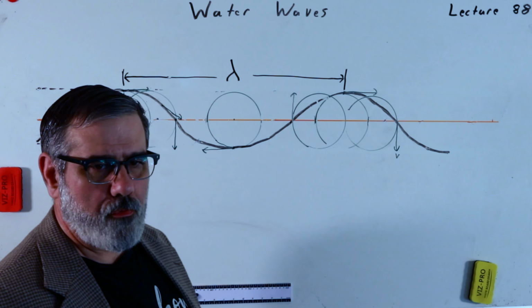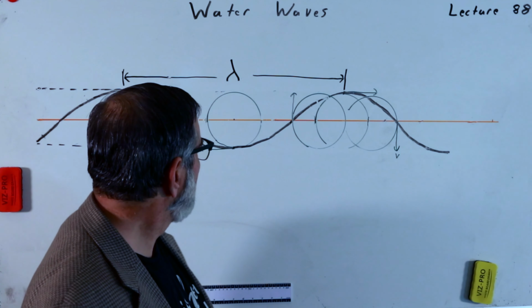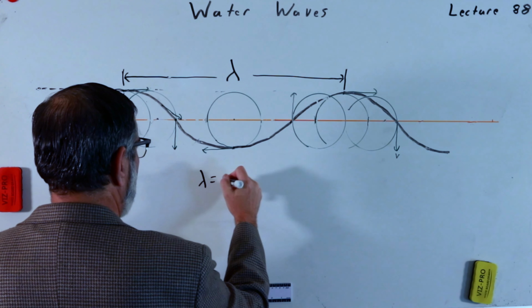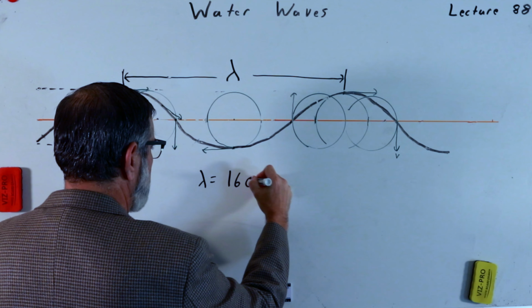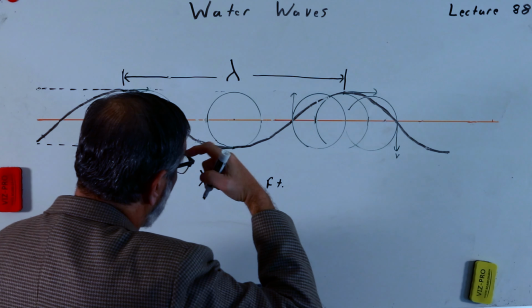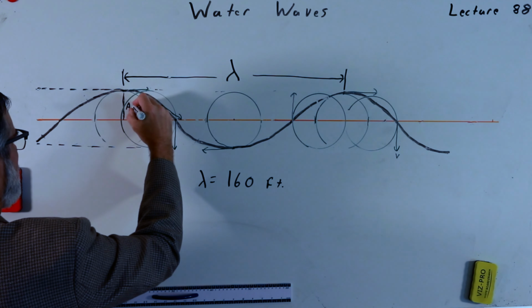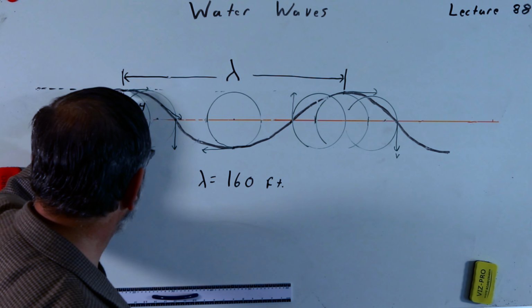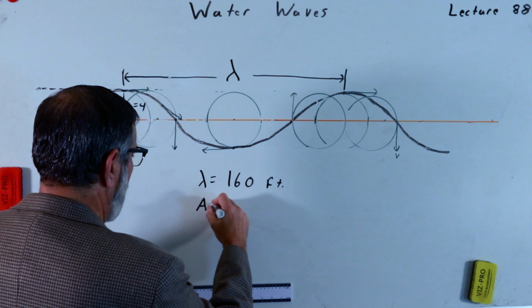But we can actually do some numbers with this, okay? Because I've looked at a video of a wave moving across the frame at the beach and estimated the sizes, and I'm going to use numbers that are easy to work with. If we assume that lambda, the distance from crest to crest or trough to trough, the wavelength, is 160 feet, and that the amplitude is 4 feet, so that from the undisturbed level of the water to the top of the crest will be 4 feet tall. So call A equal to 4 feet.